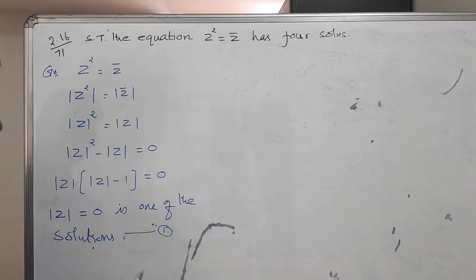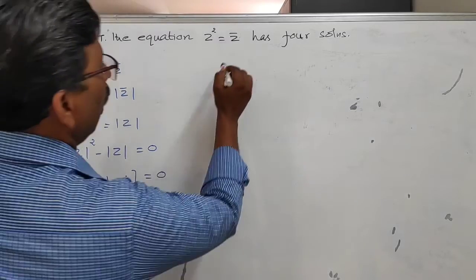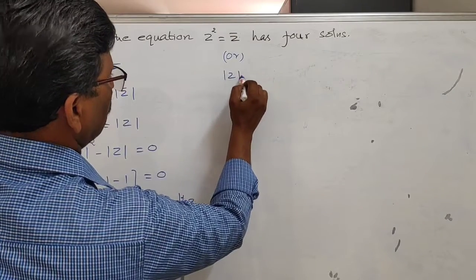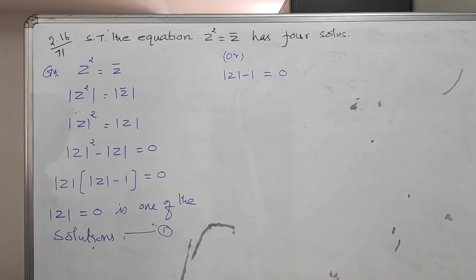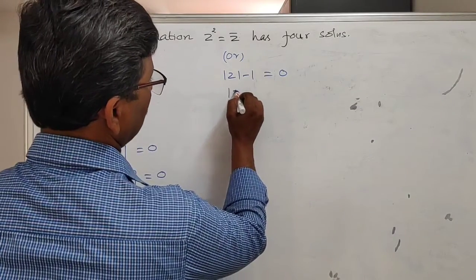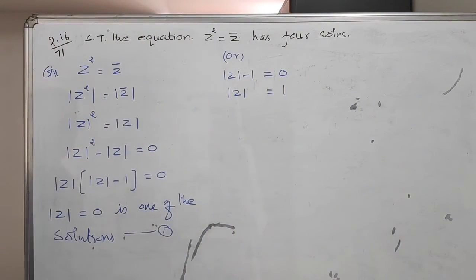You can have it as equation number 1. Modulus z equal to 0, or you can say modulus of z minus 1 is equal to 0. Okay, after this, you take this one to the right hand side, you can get modulus z is equal to 1.